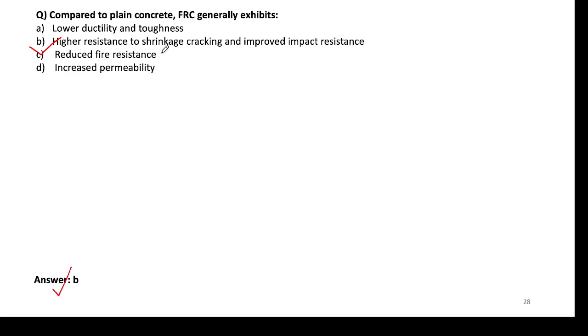Reducing the fire resistance is not always true. Increase in permeability, obviously not. Lower ductility and toughness, obviously not, because the incorporation of fibers leads to an increase in ductility and even an increase in the toughness of concrete, which also helps in improving the impact resistance of concrete. And that's why nowadays in PQC type of construction, in roads and rigid pavements, we use fibers to increase toughness.